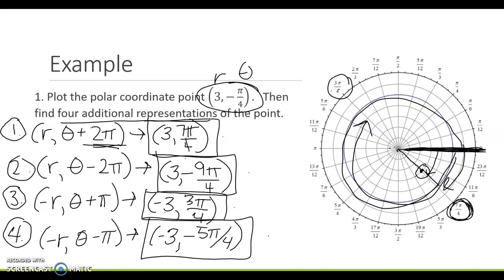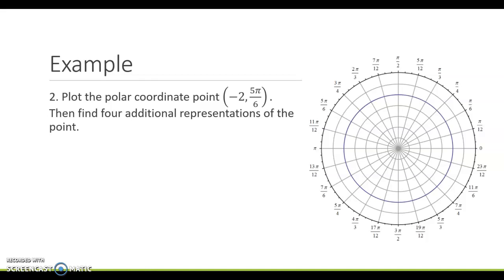Let's do another one. So let's plot this polar point, negative 2, 5 pi over 6. So we're looking at this negative r value again. So that means I'm going to go 2 away from whatever my theta value is. So my theta value is positive 5 pi over 6. So instead of going 2 circles towards that, I'm going 2 circles away from 5 pi over 6, excuse me.